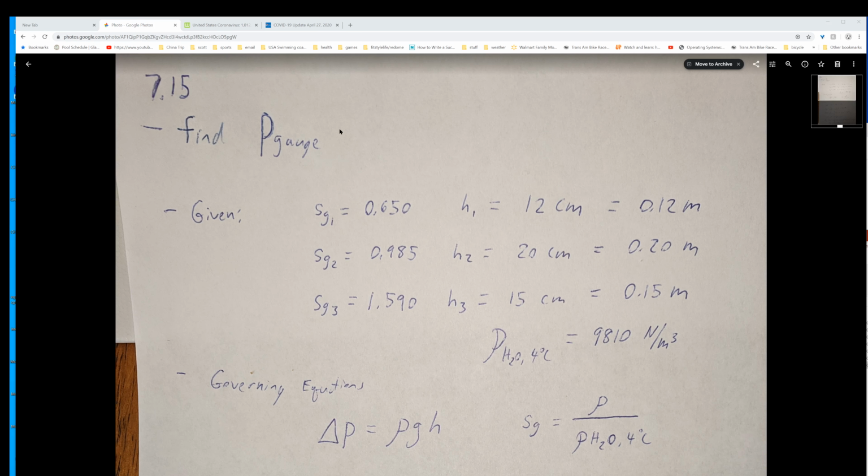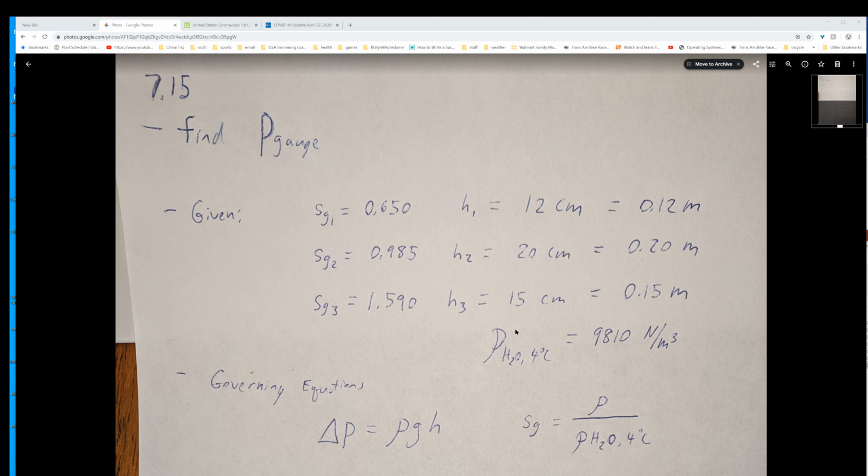Okay, so I'm looking for the gauge pressure. Here's the information that's given. Specific gravity of the first liquid, the second liquid. I identified them as 1, 2, and 3. And here are the heights, 12, 20, and 15 centimeters for each of the liquids. And I just converted those over to meters directly.